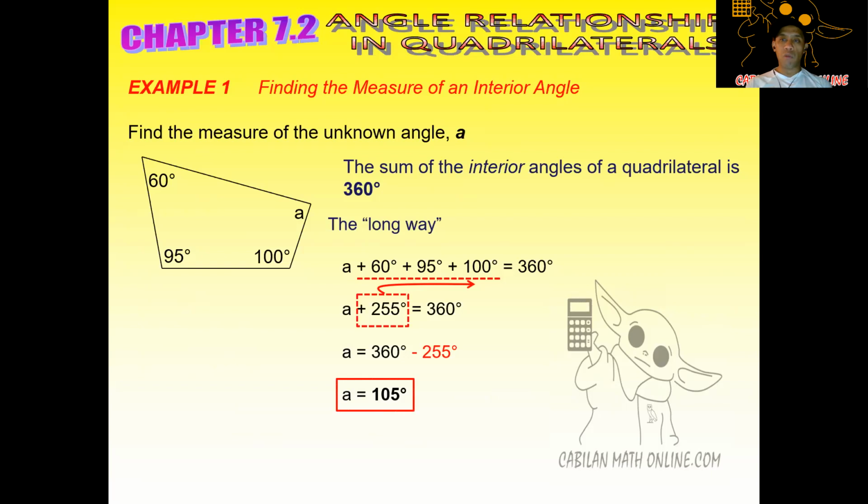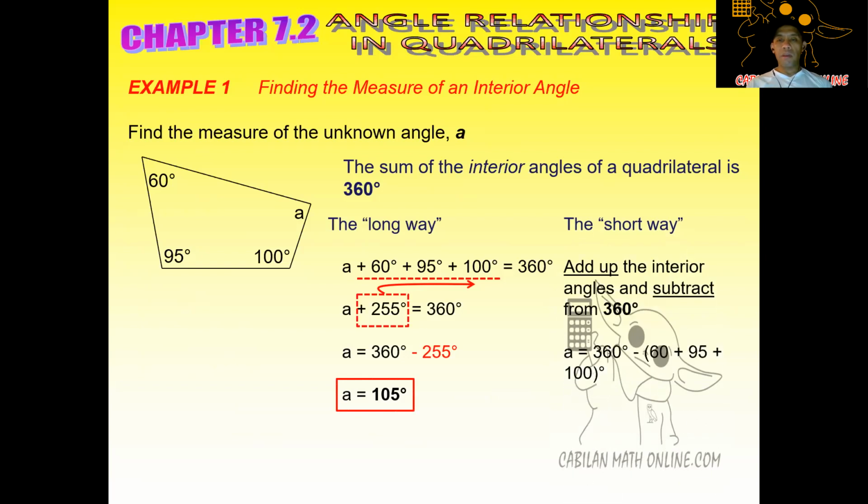Okay, so that's, quote, the long way to do it. The short way is actually taking the exact same thing that we did in the previous example, and just reducing it into two tiny steps. What we're going to do there is add up the three angles, and then subtract it from 360. That will give us the exact same value: 360 minus 255 gives me 105 as well.